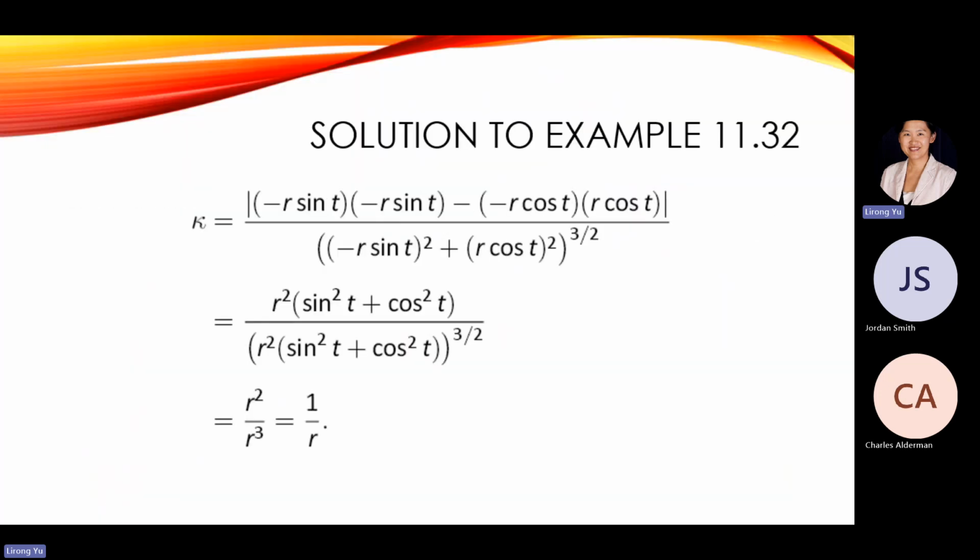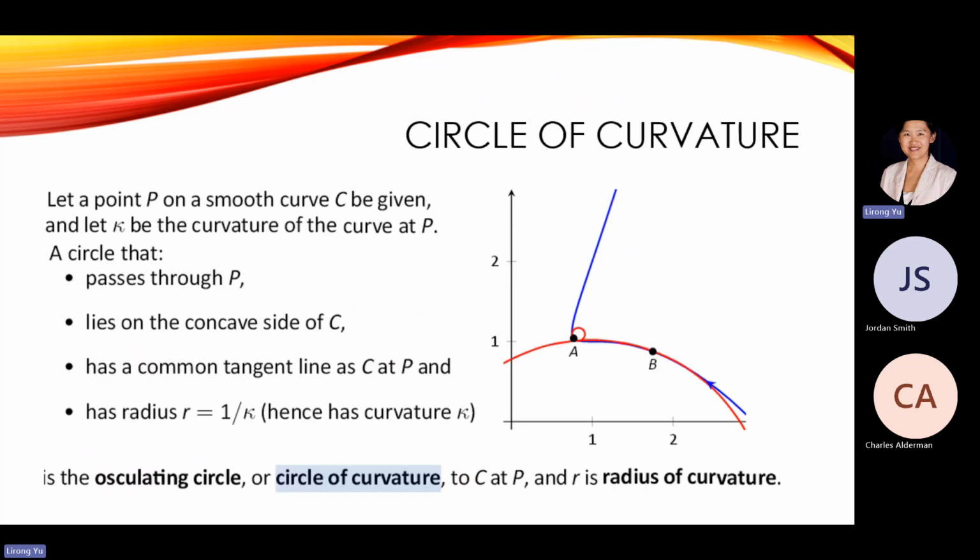So that was a calculation in the book. If you want to see a more organized presentation, then this is what it is. But I wanted to write it from scratch so we can see the process of going from the beginning. All right, so this gives us the idea that the curvature value and the radius of the circle of curvature have a reciprocal relation.